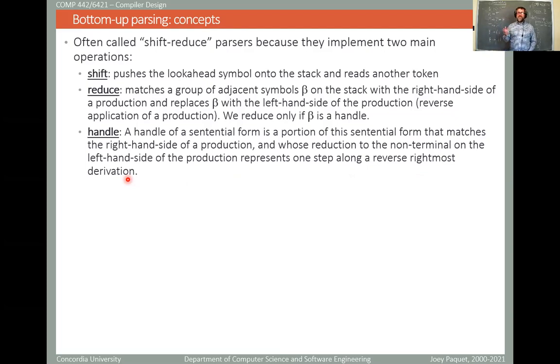There are different cases where you would see a right-hand side, but maybe this right-hand side is actually a subset of another right-hand side. So in this case, you would continue further and replace the bigger one. So you do not reduce blindly; you reduce only if the sentential form you found on top of the stack is a handle.